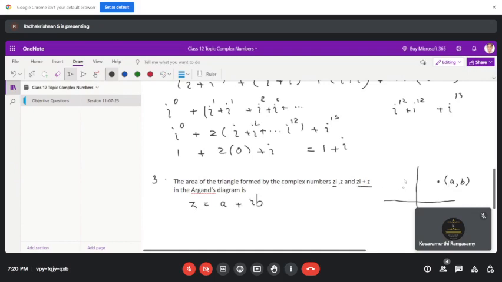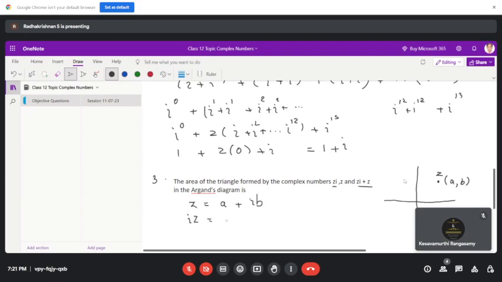So once we know the 3 coordinates of a triangle, we have a formula to compute its area. Right? What is the formula? Do you remember how to calculate? First of all, let us calculate the 3 coordinates. Okay. So let us say the first point z, its coordinates are a and b. The second coordinate is iz. So what is iz?